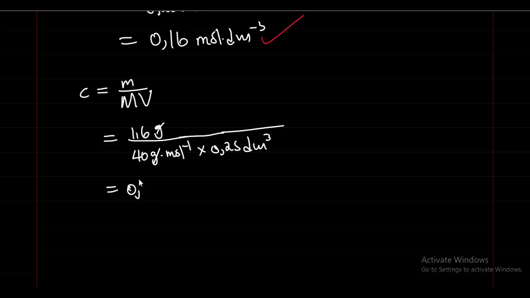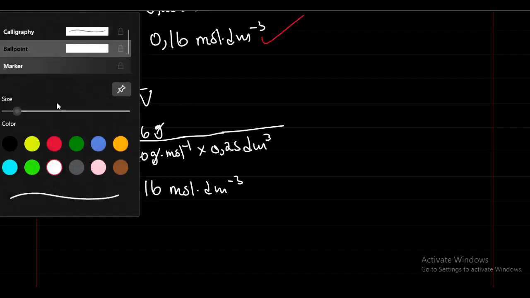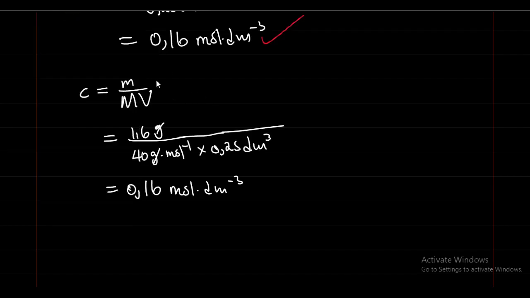Okay, so we have 0.16 mole per decimeter cube. This decimeter cube goes up there to become per, and then when this mole goes up, it becomes mole. So 0.16 mole per decimeter cube. You can see that we have the same answer, but here with less effort. So 1, 2, 3, you have your 3 marks. You are done with concentration.